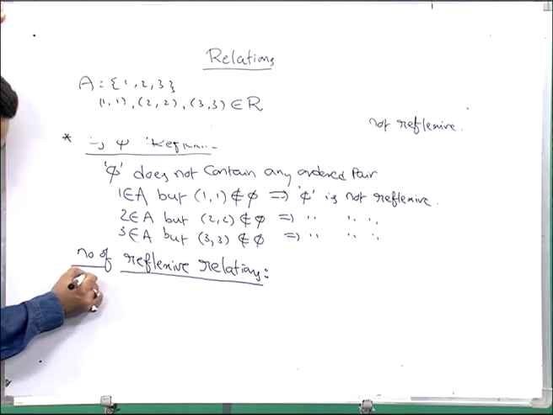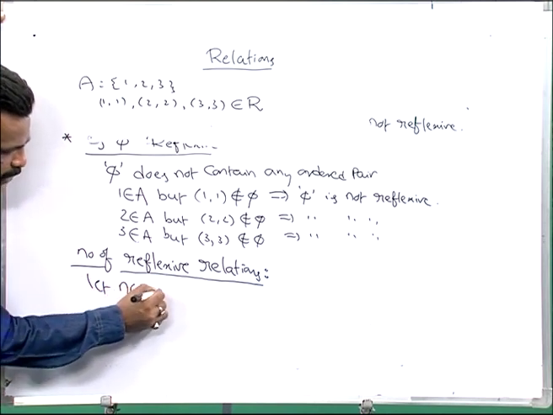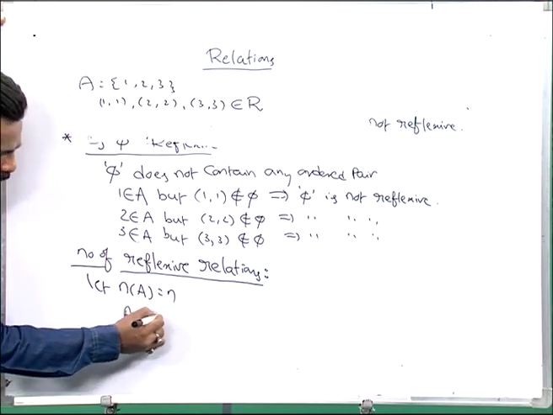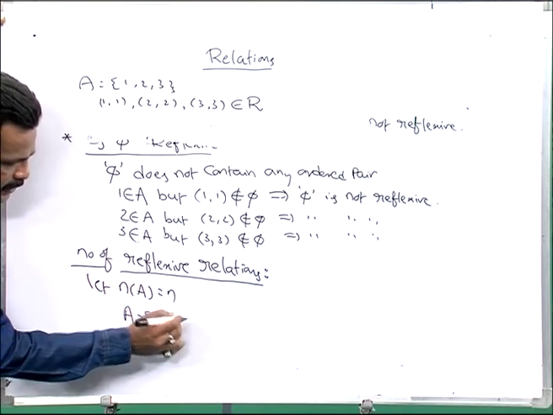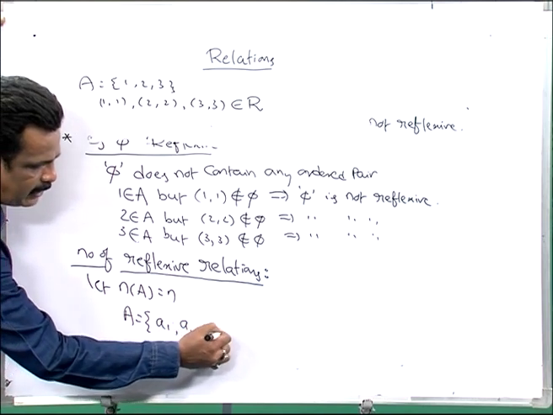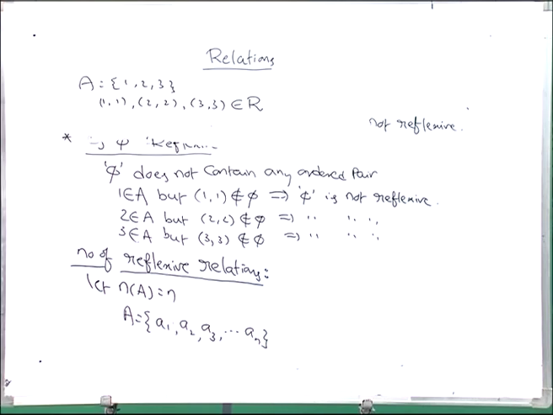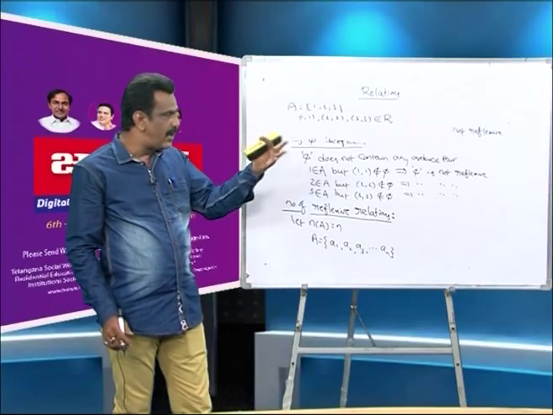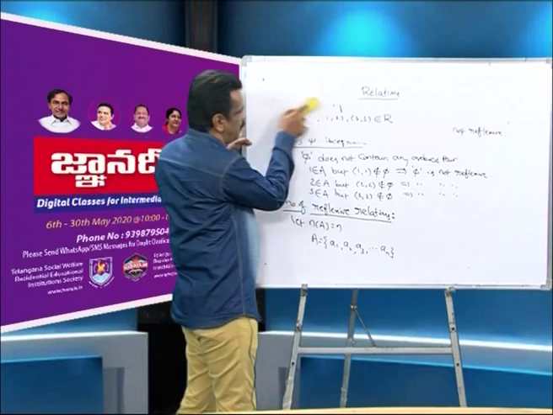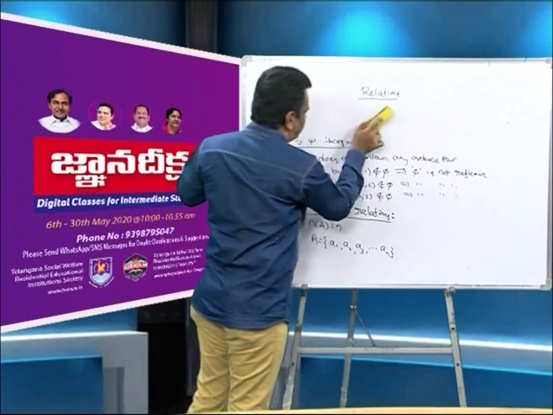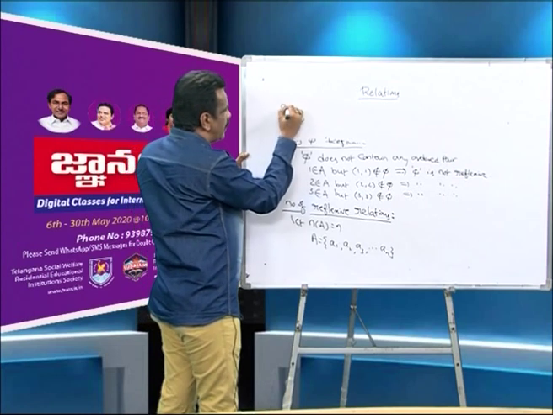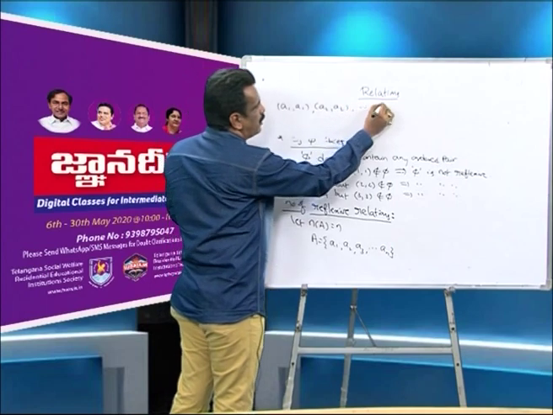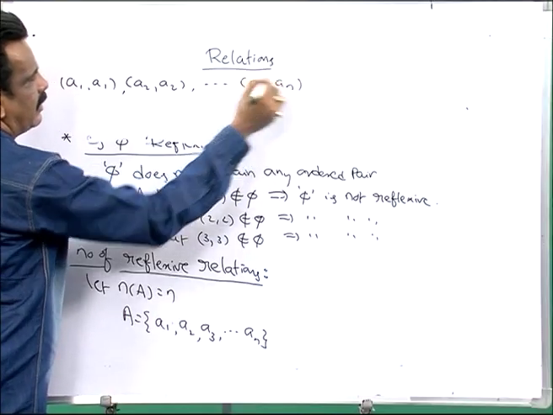And here I am taking n of A equal to n, meaning A has n elements, and let us denote the elements also. Capital A contains A1, A2, A3 and so on An. So, the elements of A are taken as A1, A2, A3 and so on An, and we have which type of ordered pairs usually we come across. We see A1 comma A1, A2 comma A2 and so on An comma An.